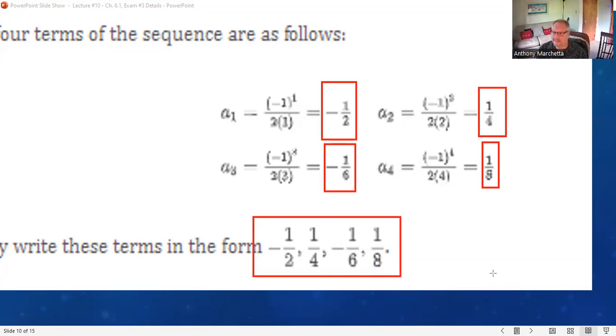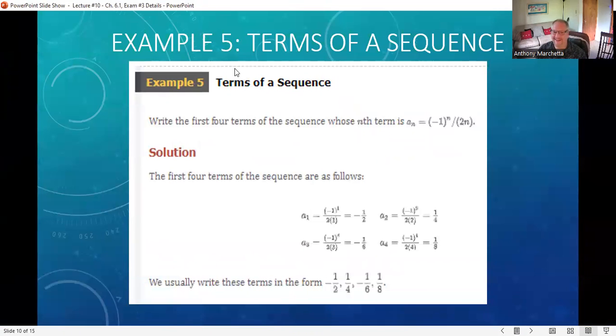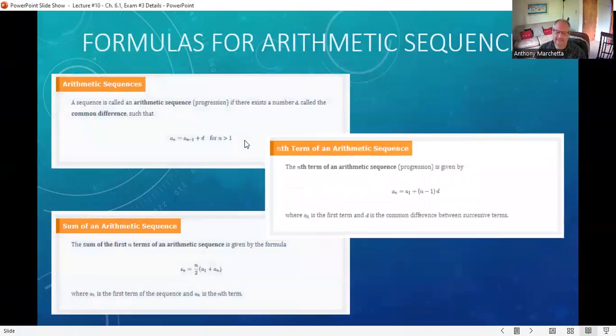So I hope that makes sense. That's how you would come up with the first couple of terms of an arithmetic sequence given a formula. All right, now let's do something a little deeper. There are some extra formulas here we've got to talk about.